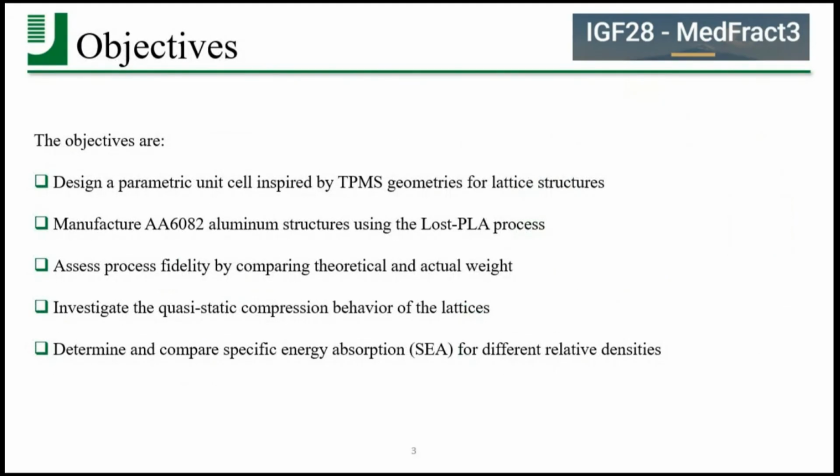The aim of this work is to design a parametric base cell, and then realize two different types of structure in aluminum alloy using the lost PLA process. Then we analyzed the fidelity of the process by comparing the theoretical weight and real weight, and analyzed the mechanical behavior with a compression test to evaluate the specific energy absorption.